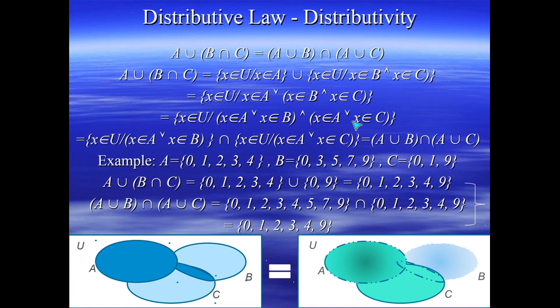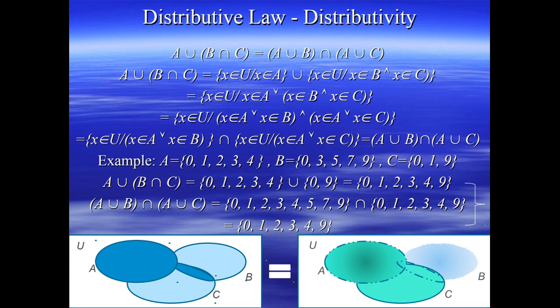What is the right-hand side? (A union B) intersection (A union C). What is A union B? 0, 1, 2, 3, 4. 0 and 3 are already there. 5, 7, 9. 0, 1, 2, 3, 4, 5, 7, 9. And what is A union C? It is 0, 1, 2, 3, 4, 9. All right. And when we intersect them, which is to take the common elements, 0, 1, 2, 3, 4, and 9. And we look, yes, they are equal. Left-hand side and right-hand side are equal. And it works as well. The rule works in the example. But it should work.